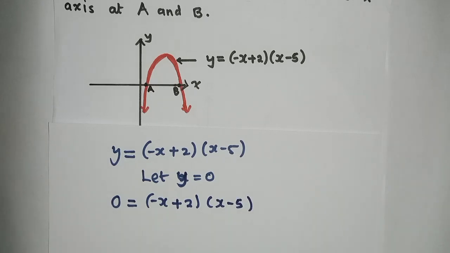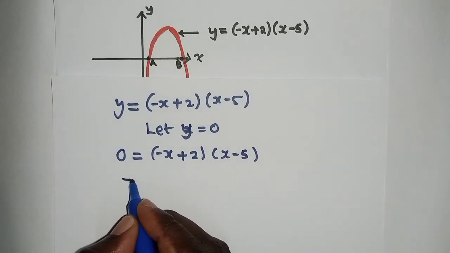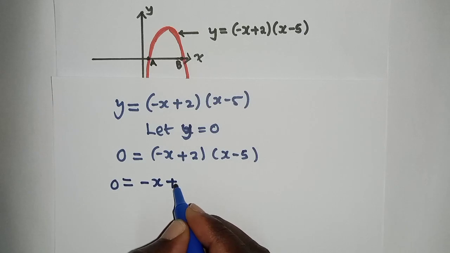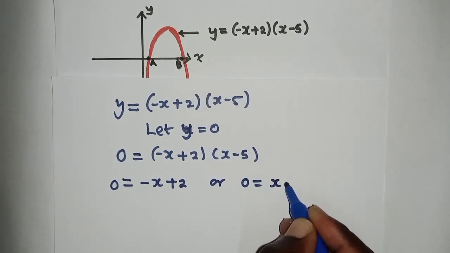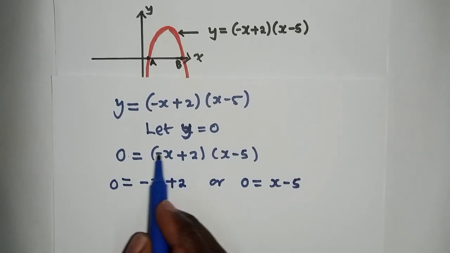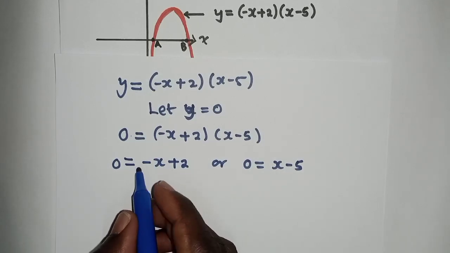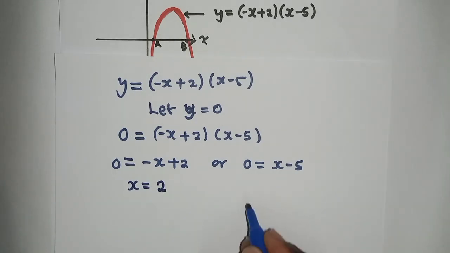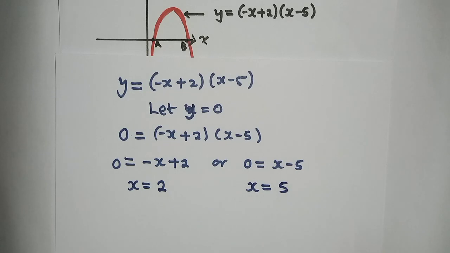We solve for x. So how do you solve there? We just equate. We say, okay, 0 is equal to x minus 5. What is here is equal to 0 and what is here is equal to 0. So when we solve, group the like terms, you find that our x will be equal to 2. And here our x will also be equal to 5.